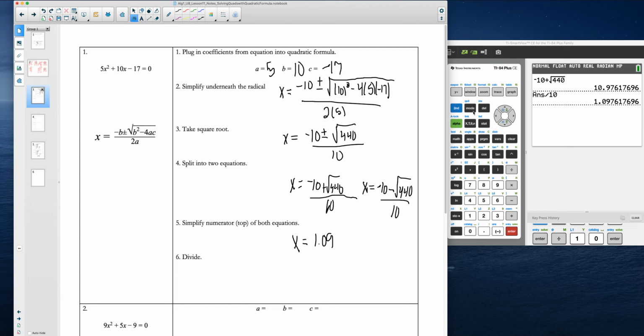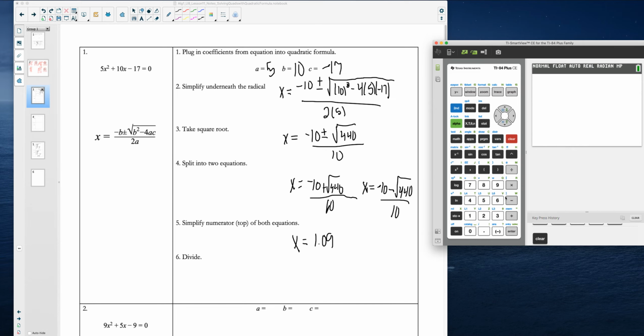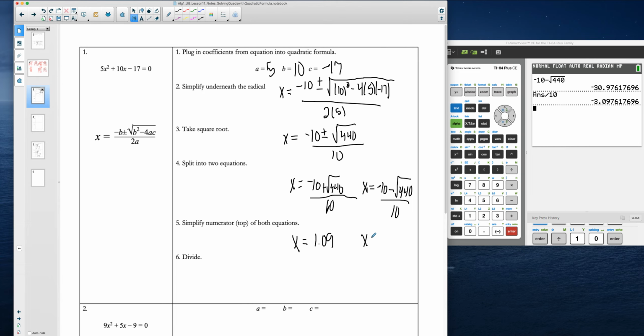Now to get the next answer, I'm going to do the same thing, but just with subtracting that radical. So negative 10, minus second square root of 440. I'm going to hit enter here, and then divide by 10. And now we can see that our second answer here, x equals negative 3.09. And that's the quadratic formula.